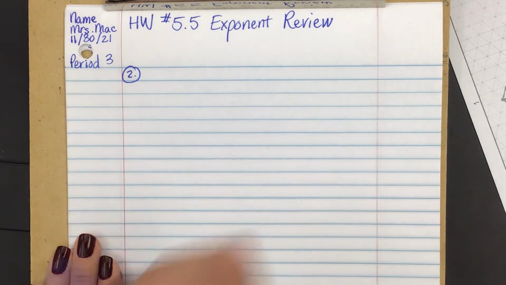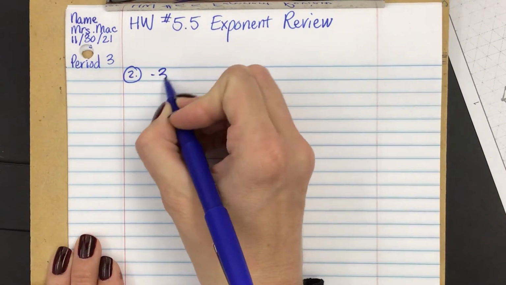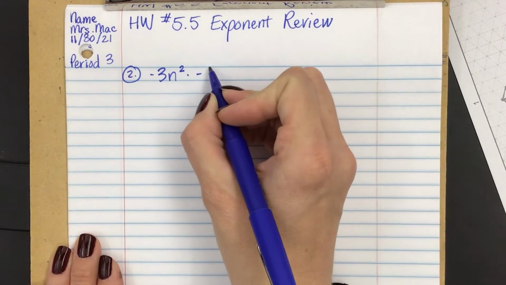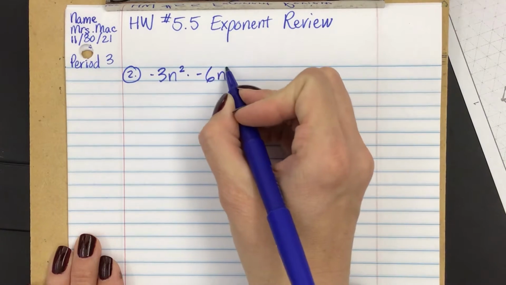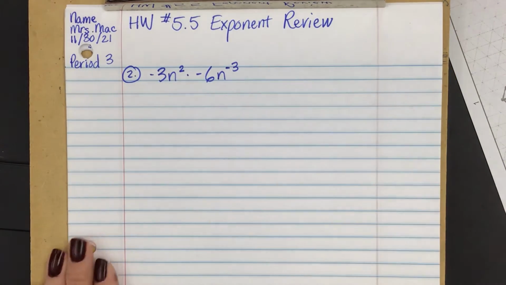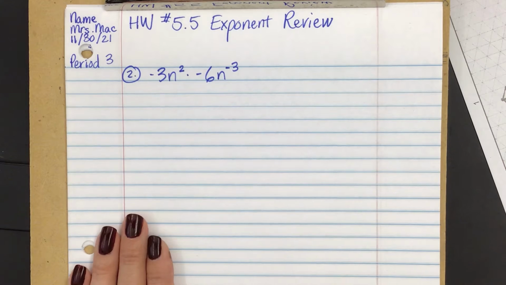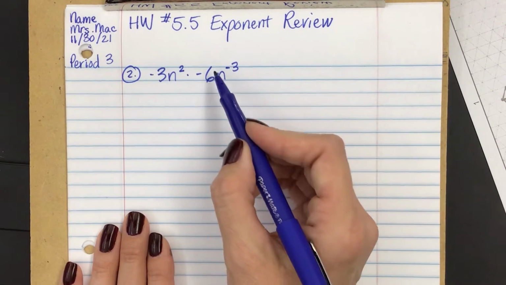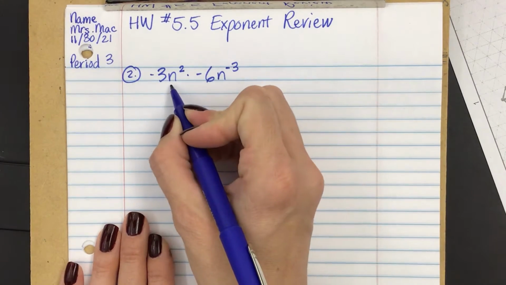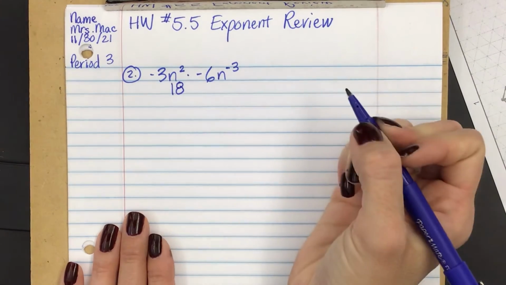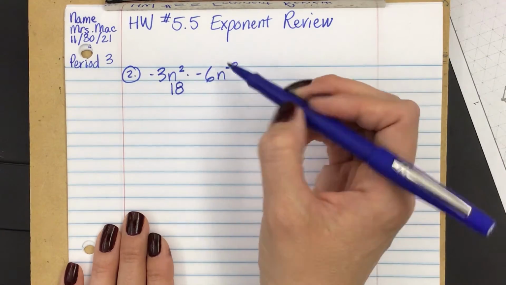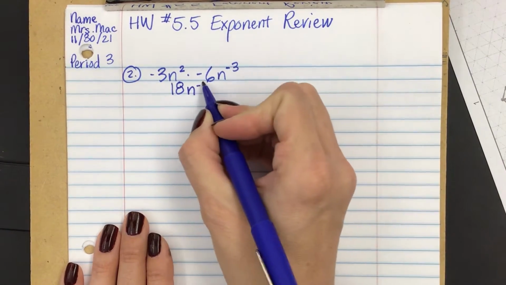Okay? Number 2, -3 n squared times -6 n to the -3. I'm going to take a look at my coefficients first. So -3 times -6 will be a positive 18. And then I'm going to add my exponents here. And this will be n to the -1.